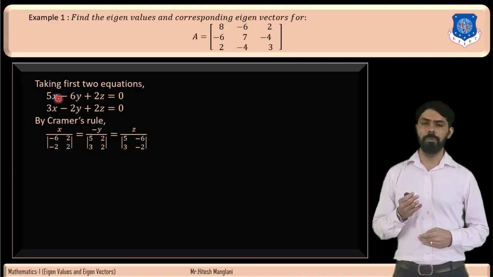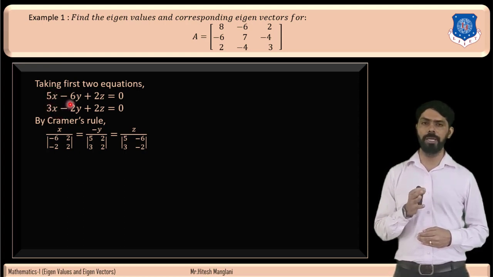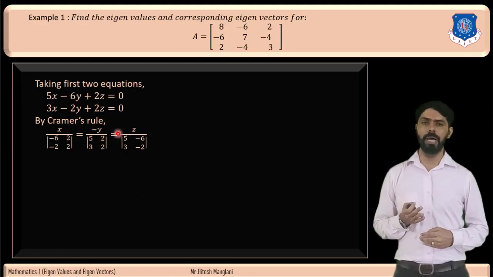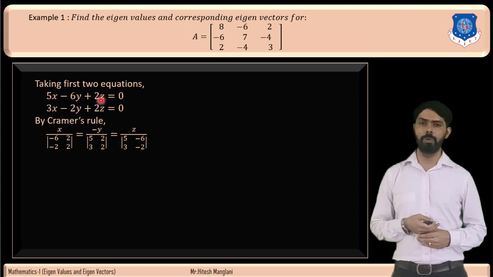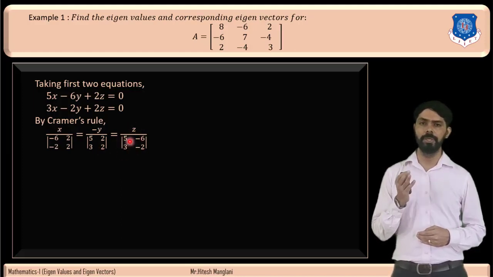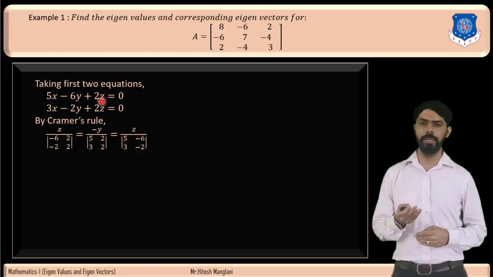So here if we have to write down for x, we will hide x, and we will write down the coefficients of y and z. That is equal to minus y divided by determinant of 5, 2, 3, 2. Now if we have to write down for y, then we will hide y and we will write down the coefficients of x and z. And that is equal to z divided by determinant of 5, minus 6, 3, minus 2. So if we have to write down for z, then we will hide z and we will write down the coefficients of x and y.